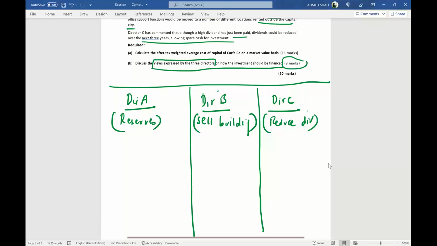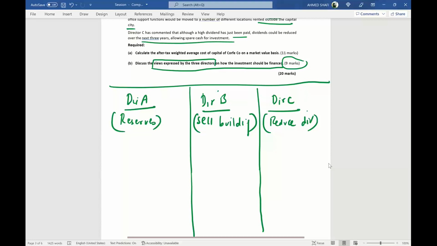Director B says sell building to raise cash. Discuss his view, whether you agree or disagree. Advantages, disadvantages, pros and cons. Director C says reduce dividends. Discuss the view, whether you agree or disagree. Pros and cons. If you write three points of each director's views, for and against, either for, either against, three points. That's it.